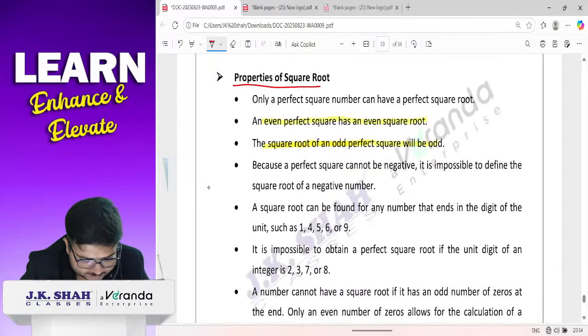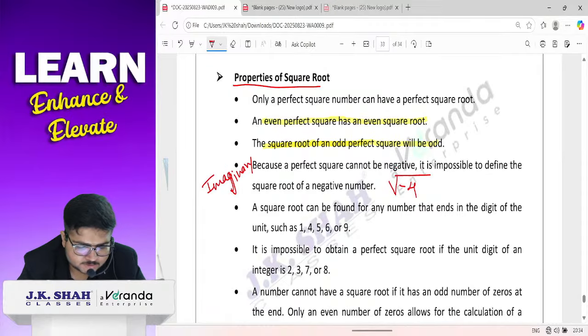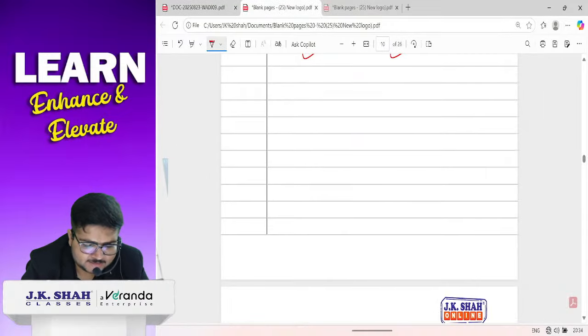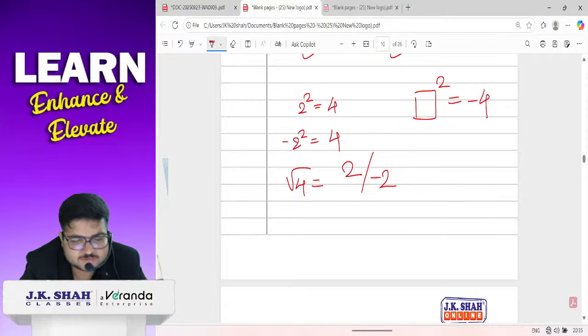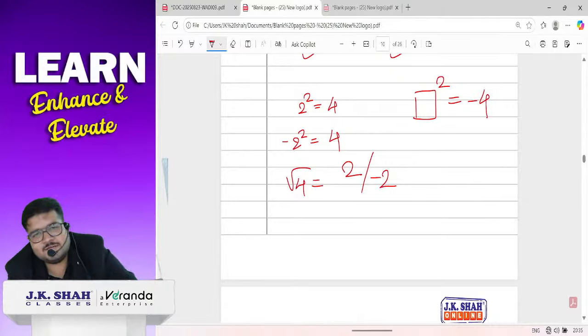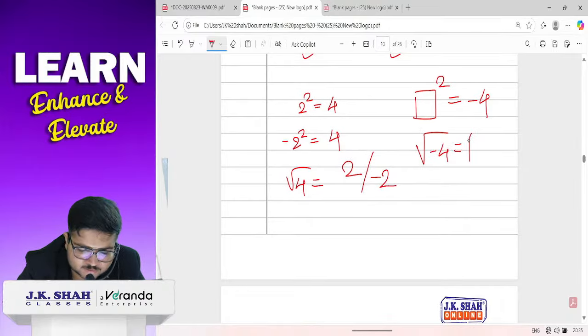Now the fourth point is about imaginary numbers. Sir, what are imaginary numbers? Roots where there is a negative number inside. I told you the reason for that, right? The square of 2 is 4, and the square of minus 2 is also 4. That is why the root of 4 is either 2 or minus 2. But is there any number whose square is a negative number? No sir, there is no possibility. There is no number whose square is minus 4, and that is why we cannot solve root of minus 4.